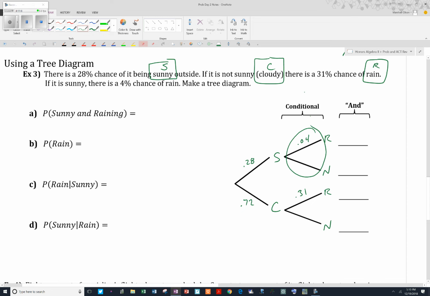Now remember, these are complements here. So if it's a 4% chance of rain if it's sunny, that means there's a 96% chance that it's not going to rain. And there's a 69% chance that it's not going to rain if it's cloudy. So those are the actual conditional probabilities right there. Just as an example, grab one here. This represents the probability that it's going to rain given that it was sunny. That might actually be a question that we have to answer later on. Actually, I think that is right here. That's C. I'll come down here and just put 0.04 right there.